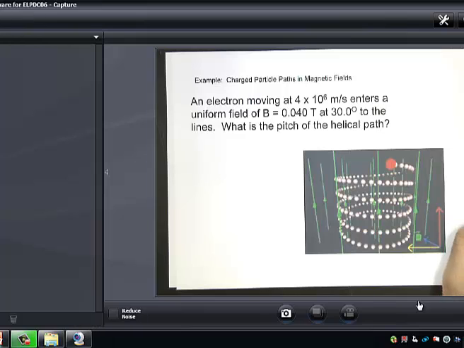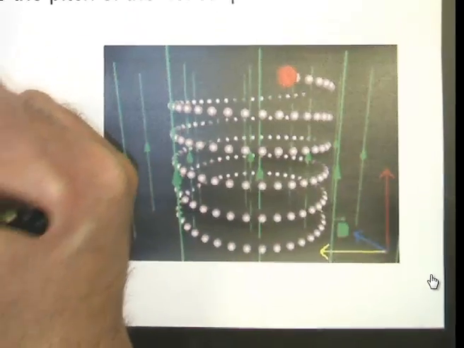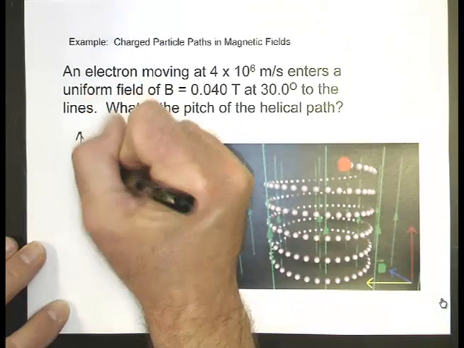All right, so we have this electron moving at 4 times 10 to the 6 meters per second, entering a uniform magnetic field of 0.040 teslas at 30 degrees to the field lines. What's the pitch of the helical path? So imagine we've got our field lines going in this direction.